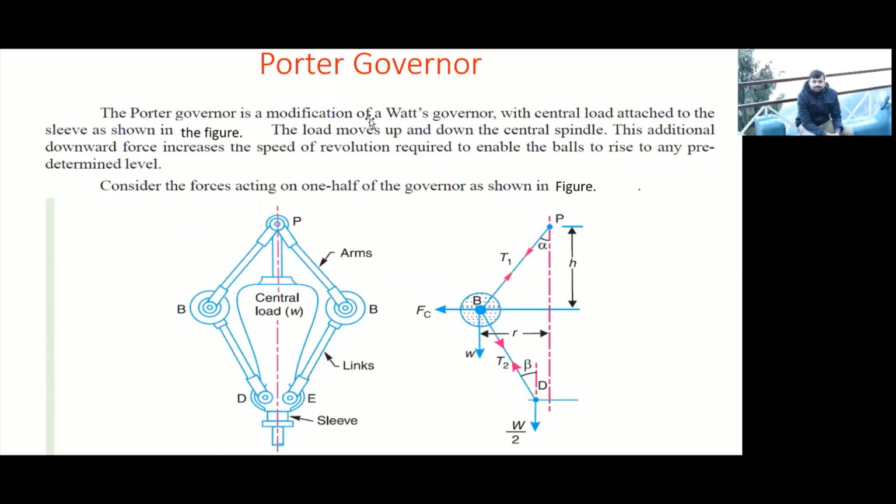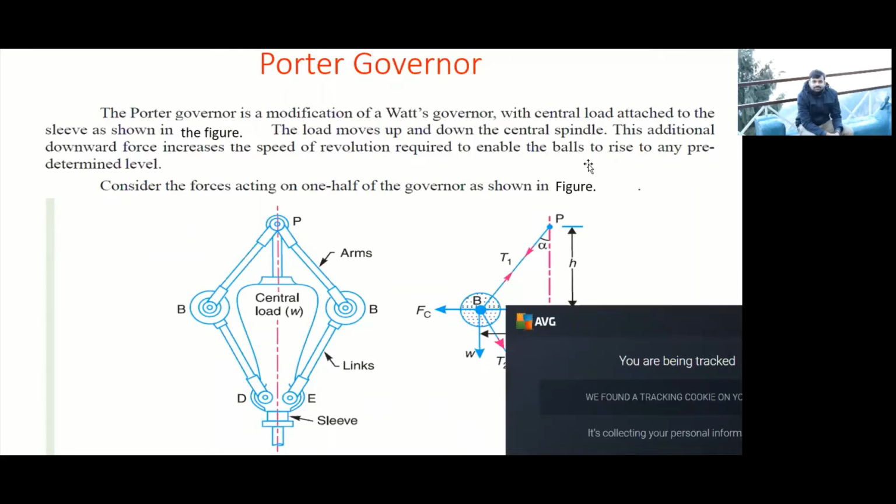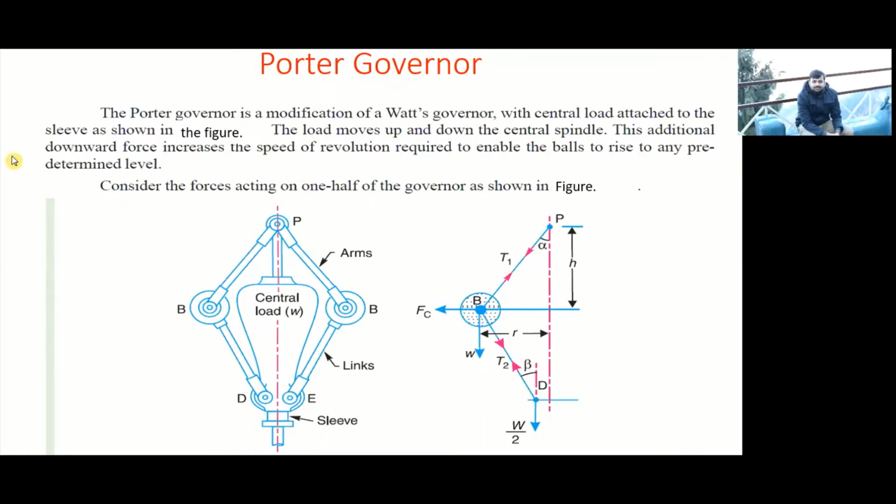The Porter Governor is nothing but a modification of the Watt Governor, and it has a central load attached to the sleeve as shown in this figure. In Watt Governor, this central load was missing. In Porter Governor, this is over here. This is the additional thing which makes it different from Watt Governor.